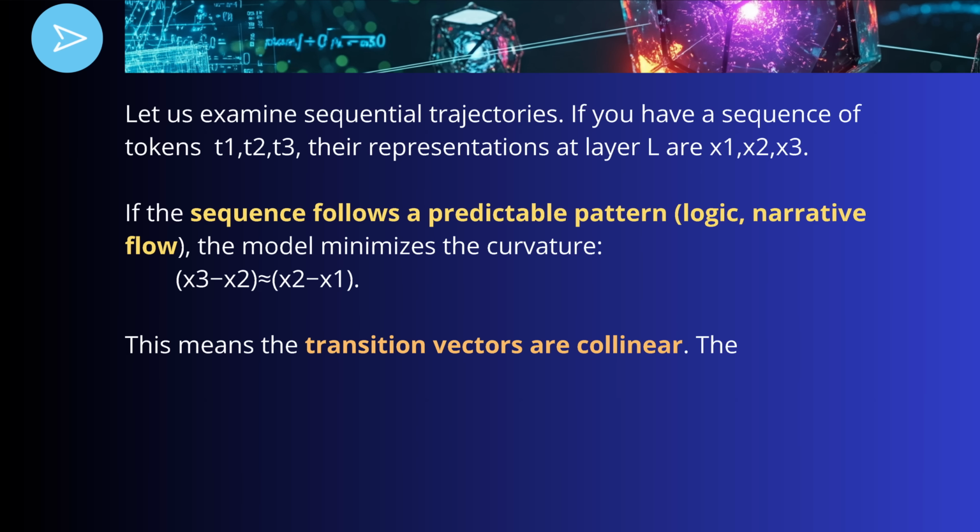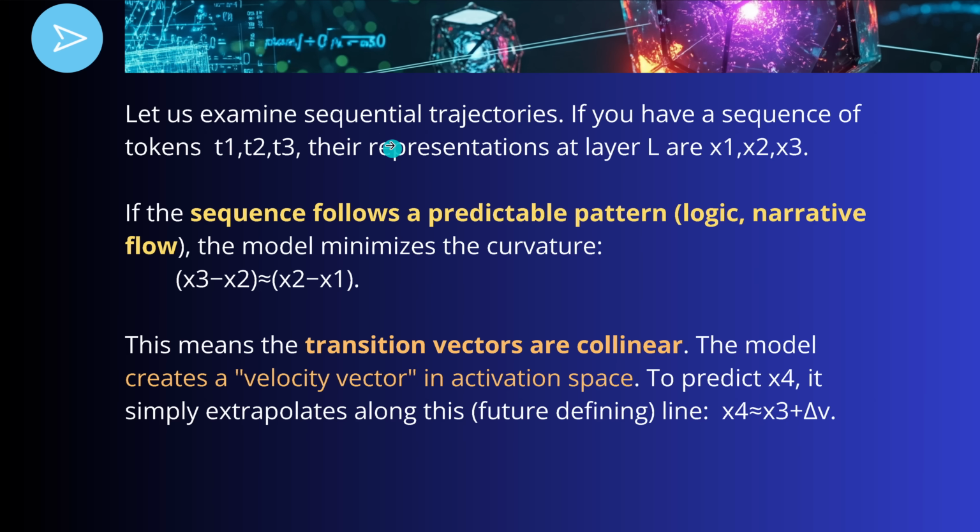Very simple example. Let us examine a sequential trajectory. You have a sequence, token 1 to token 3, and their representations at layer L are x1 to x3. So if this sequence follows a predictable pattern for the pre-trained transformer, and you know, AI is nothing else than a pattern matching machine, and this pattern can be in logic or in a natural human narrative flow, the model simply minimizes, in its internal mathematical representation, the curvature.